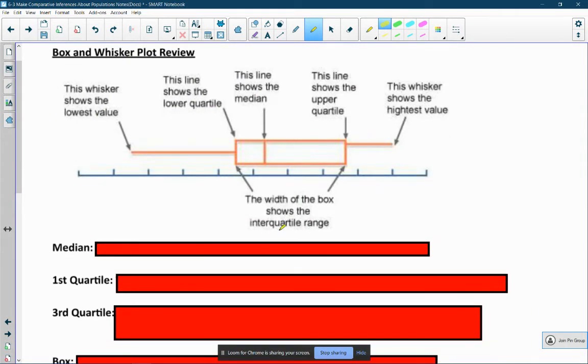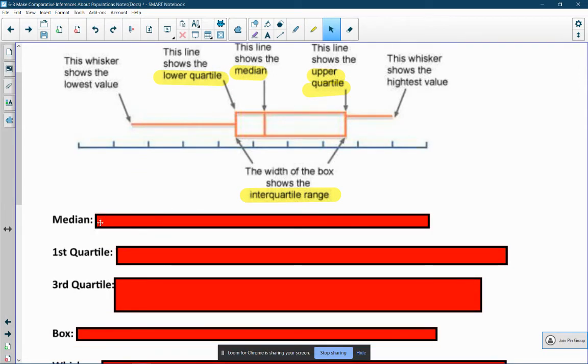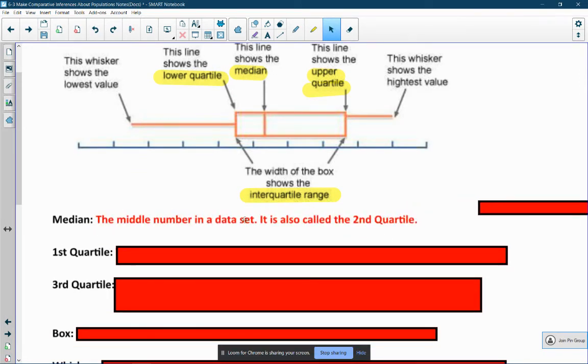Okay, looking at box plots, these are something that we need to look at. This box, that's our median. This first line is our lower quartile, and the other is the upper quartile, also called the first and the third. And the box shows the interquartile range. Now, I wrote down some definitions here in these red lines. So the median is the middle number, and that's always this line here.